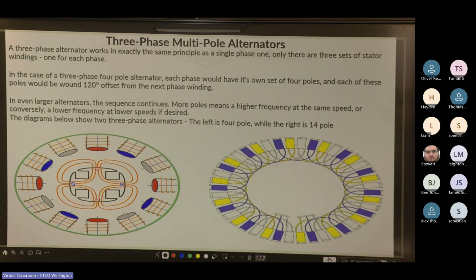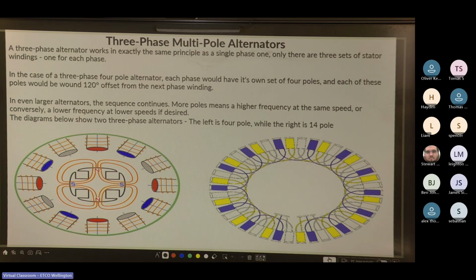So we need three sets of stator windings, one for each phase. You have a red, a white, and a blue. In the case of the three-phase four-pole alternator, each has its own set of four poles, and each of these poles is 120 degrees offset from the next phase winding. So even though there are more poles, they're still 120 degrees removed from the next nearest one. In even larger alternators, the sequence continues. So more poles at low speed generate the same frequency as fewer poles at higher speeds.